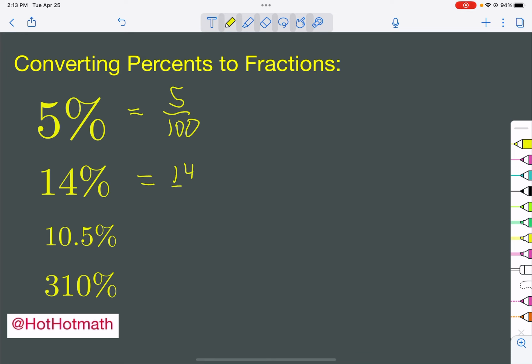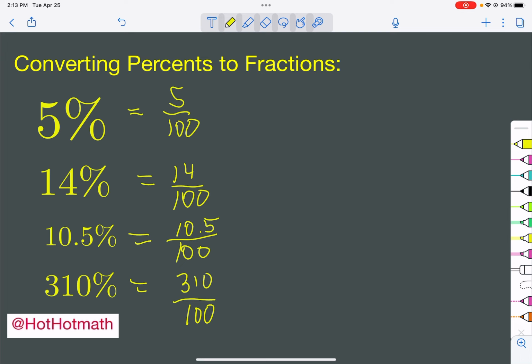This is 14 per 100. Now this is a weird one. This is 10.5 per 100, and this is 310 per 100. So each one of those causes a little bit of issues, and so now what do you do next?